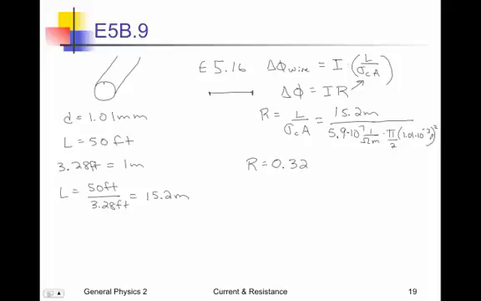When we work that out, we find that the resistance is equal to 0.32 ohms. And that makes sense because I have meters here, and this meters would convert to the numerator, and I have meters squared here. So those meters would cancel, and my ohms would go from the denominator to the numerator, so I'm left with ohms.